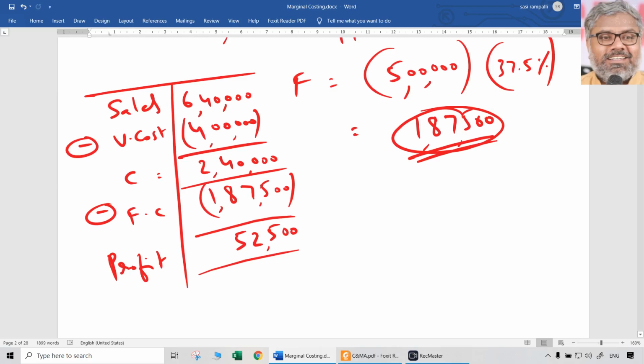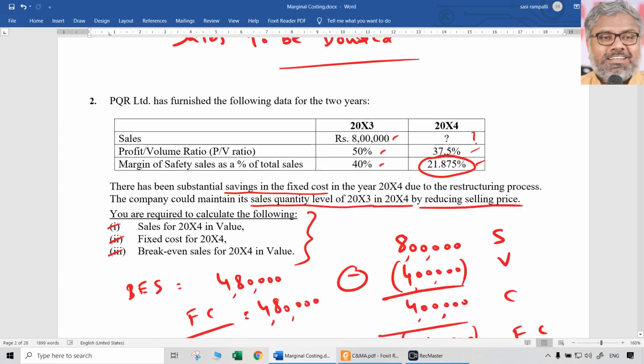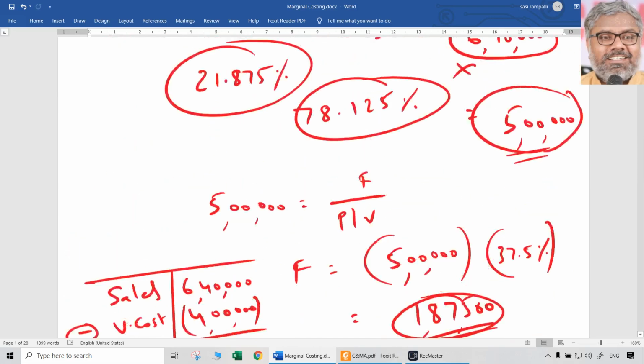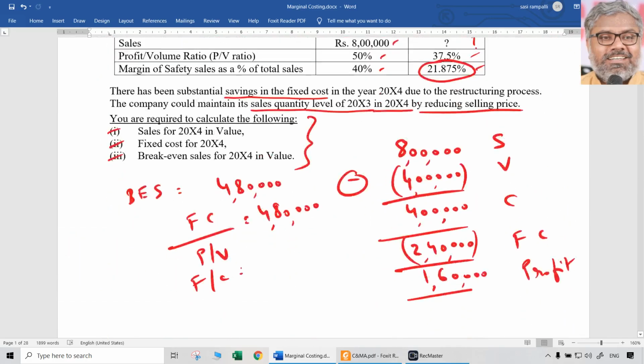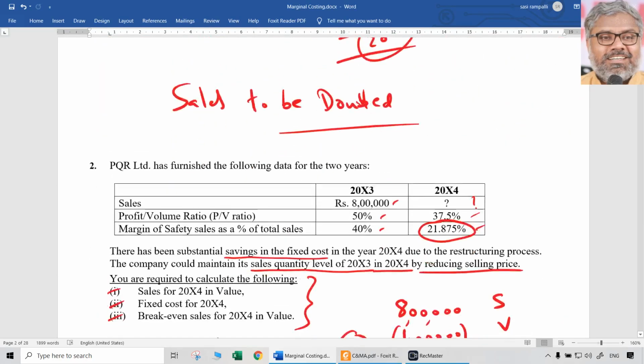So that is how the full picture about next year data can be compiled. Though what was asked is 3 things, we have all of them. Sales is 6,40,000. Fixed cost is 1,87,500. Break-even point for the next year in value is 5 lakhs rupees. That is the answer for the second question.